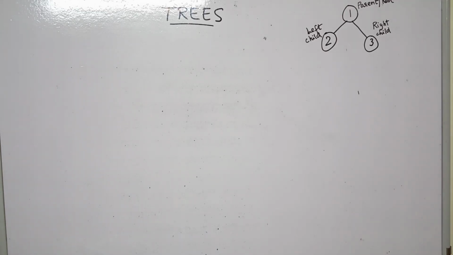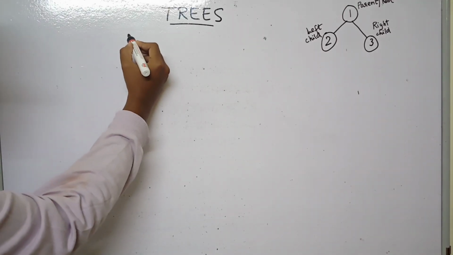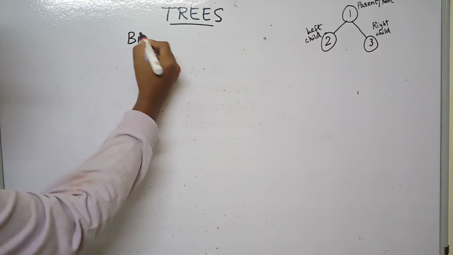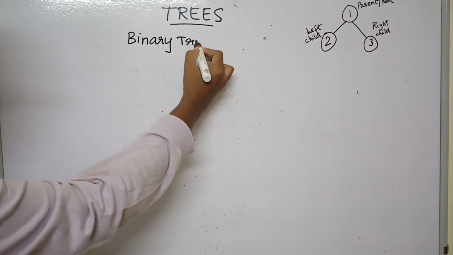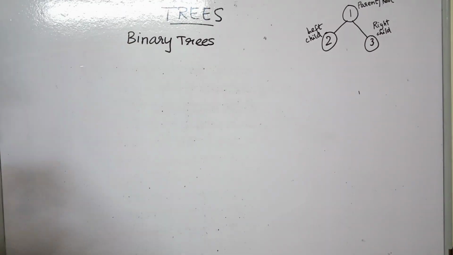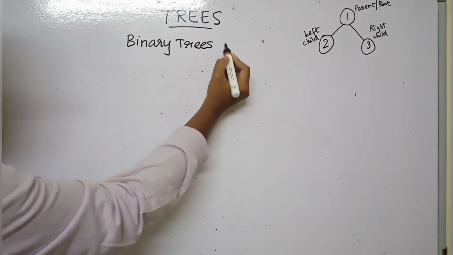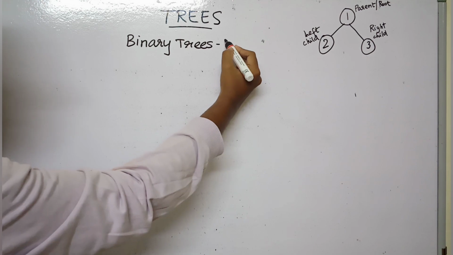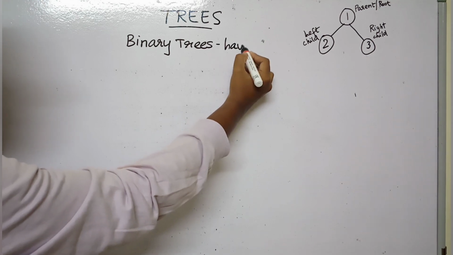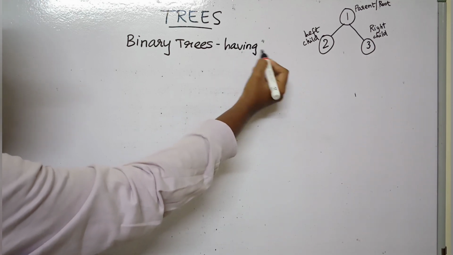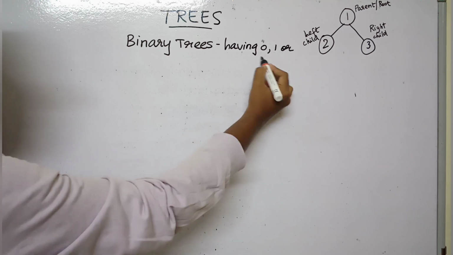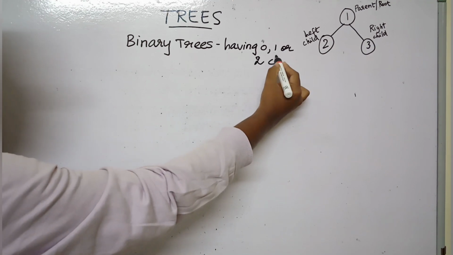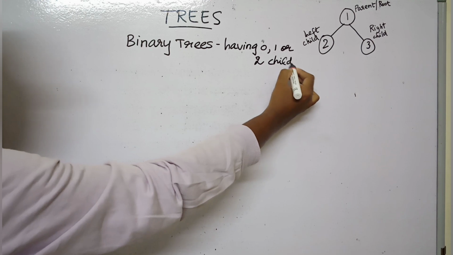Hello guys, in this video we'll be seeing the concept of trees and how to build a tree in Java. In this video I'll be covering binary trees. So what is a binary tree? A binary tree is a tree data structure in which each node will have either 0, 1 or 2 children.